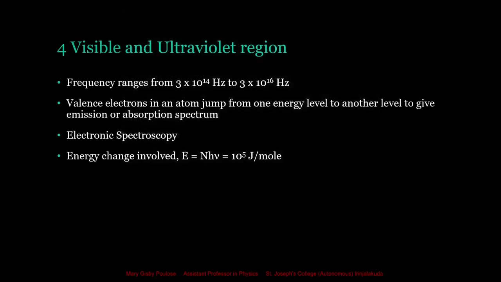Now the next region is the visible and ultraviolet region. Its frequencies range from 3 × 10^14 Hertz to 3 × 10^16 Hertz. Now here we can see these radiations because valence electrons in the atom jump from one energy level to the next higher or lower energy levels, and this gives an emission or absorption spectrum. And this region of spectroscopy is called electronic spectroscopy. The energy change involved here is of the order of 10^5 joule per mole.